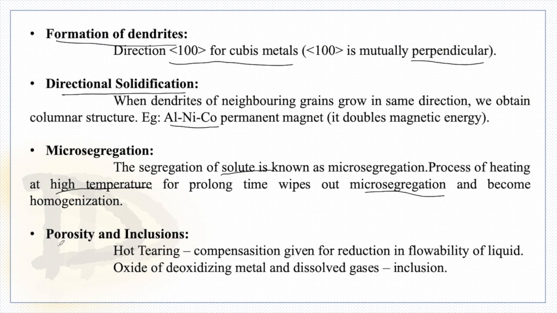You also need to know about porosity and inclusions. When the percentage of solid increases, liquid is not able to flow freely and compensate for the shrinkage, and the strain generated by shrinkage fractures the weak solid. This phenomenon is called tearing, and oxides of deoxidizing metal and dissolved gases are called inclusions.